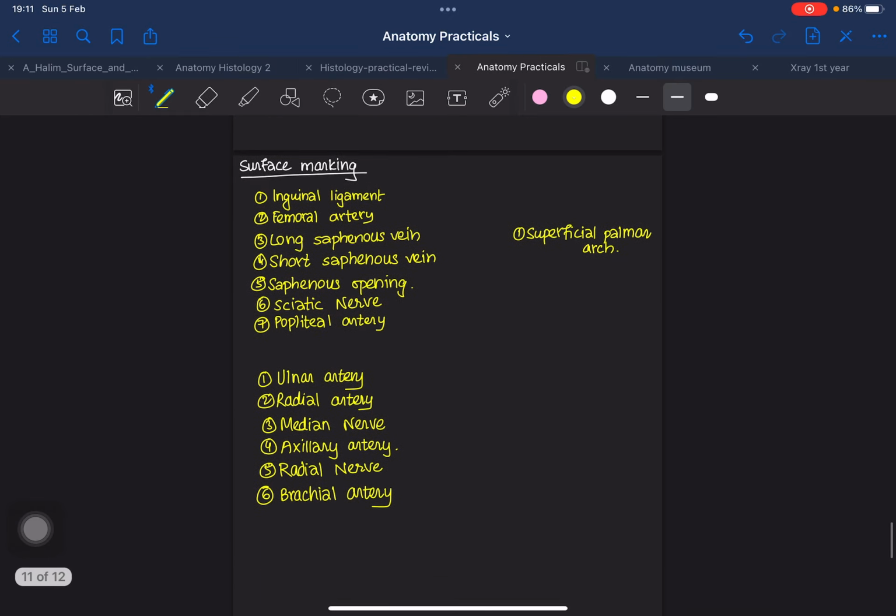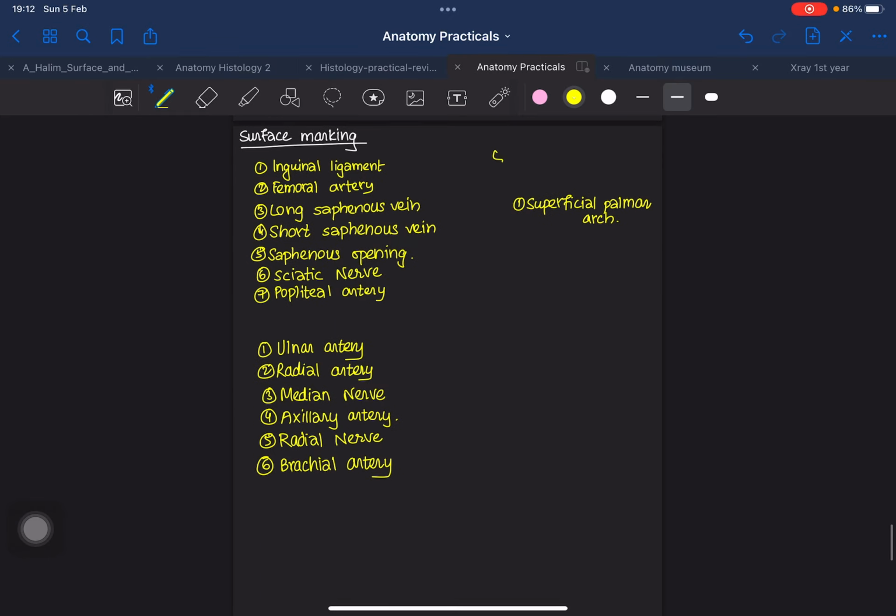Okay, from the surface marking section we will also have the 5 marks, so potentially it is also very important and easier as well. First thing you need to know is the inguinal ligament. Okay, from where to where. This is the femoral artery. You will have to trace it in the cadaver. Okay, there is one cadaver, you will have to trace it in the cadaver.